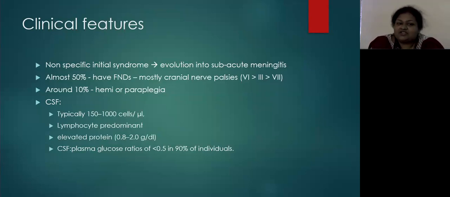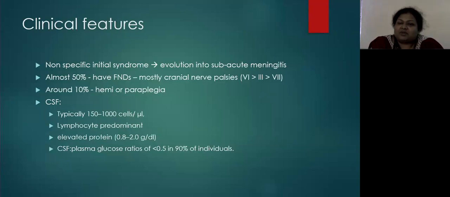So it is very easy to miss. They just present with a non-specific syndrome, and that evolves into a subacute meningitis. Beyond 3 weeks only, they start developing all these focal neurological deficits, cranial nerve palsies, most commonly the sixth one, which you know why. Then the third, then the seventh. About 10% of them can present with hemiparesis.